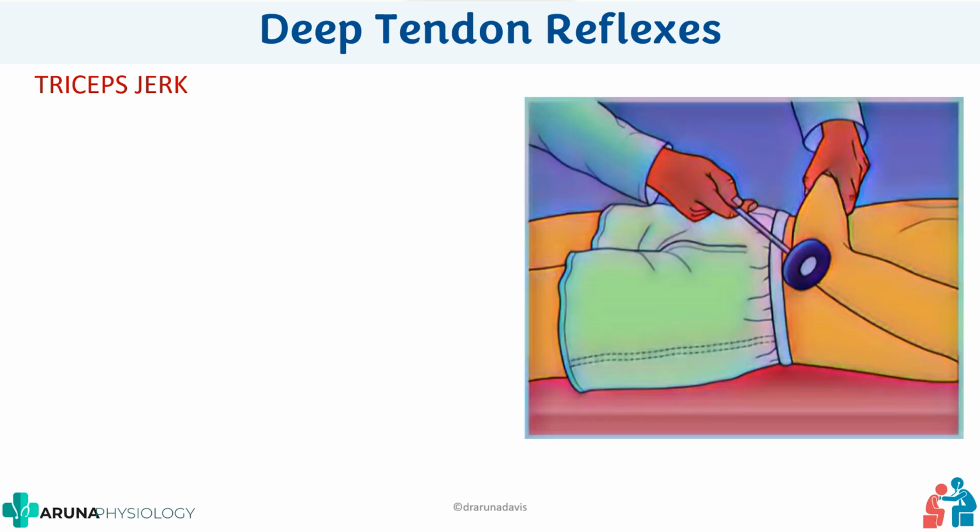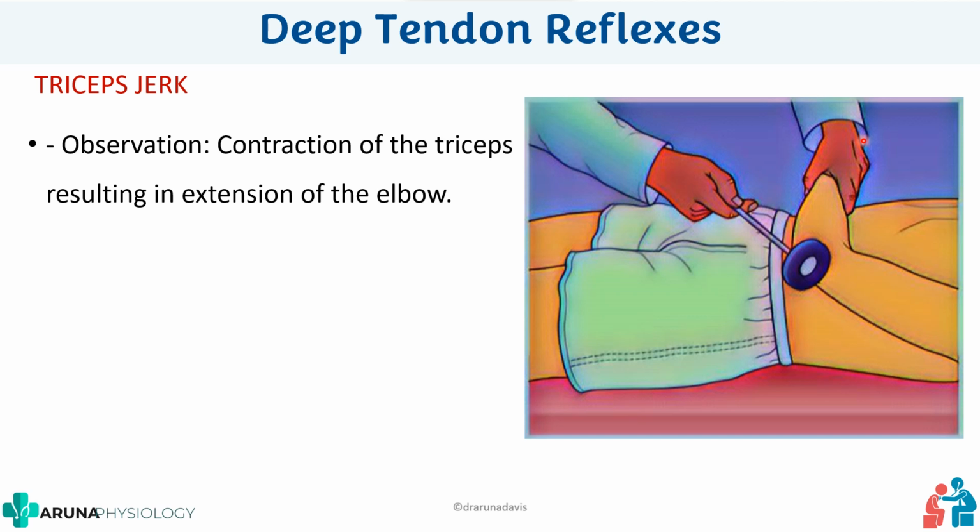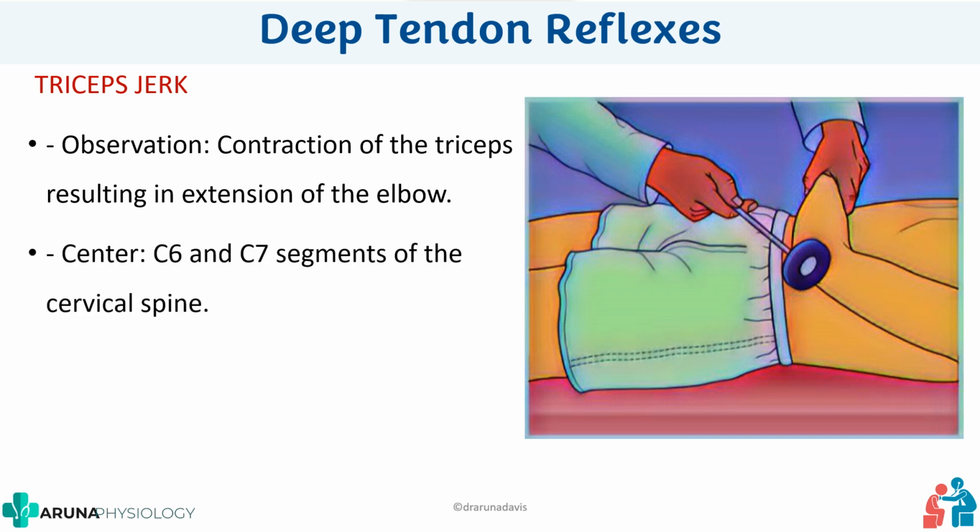Now what if the person is lying down? In that case, you just have to drag the forearm like this and then strike at a point just above the olecranon process. In lying down position, you need not support because the hand is already supported by the body. Okay, so what is your observation? There will be contraction of the triceps muscle and it will cause extension of the elbow joint. So your eyes should be on the triceps to see if it is contracting or not. And what is the root value? It is C6, C7. So C6, C7 is the root value for triceps jerk.